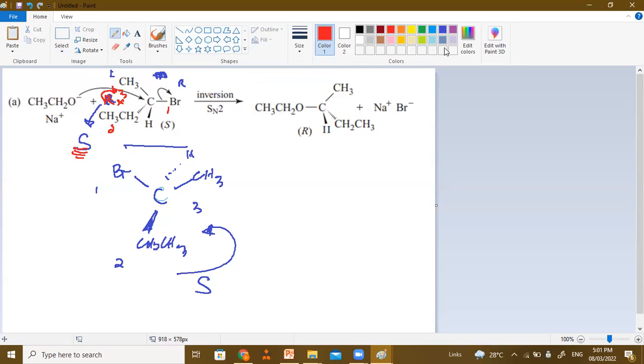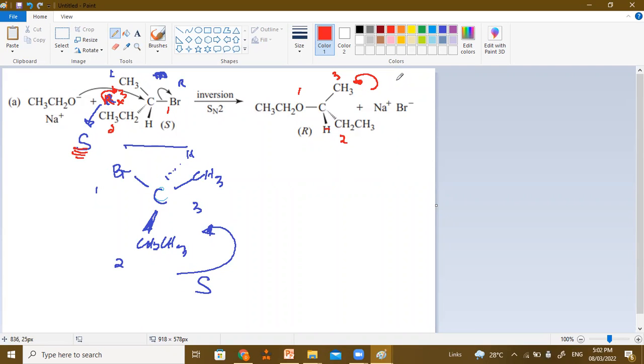Next, CH2 CH3, and the next is CH3. So 1, 2, 3, what is it? Is this an S or R? Going to the left, if you look at it, 1, 2, 3, is it counterclockwise or clockwise in direction? Anyone? Counterclockwise. So is it S or R?